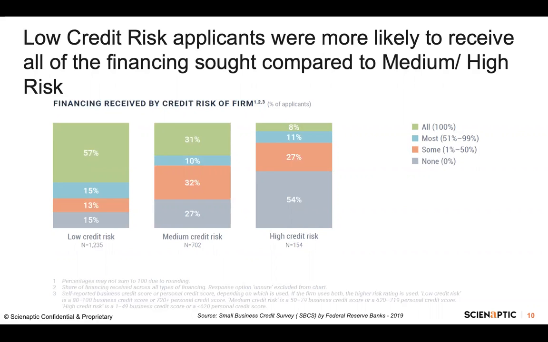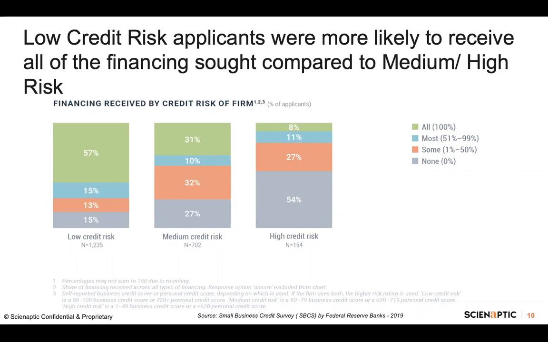So on this chart, you have 3 buckets of low credit to high credit risk applicants. And this is a survey based on 2019 by the Federal Reserve banks. Now, low, medium, and high credit essentially defined in a combination of business score plus the personal credit score in broad terms. And you would see for low credit risk, about 57% of the applications received all of their funding requirements compared to the high credit risk, which is 8%.